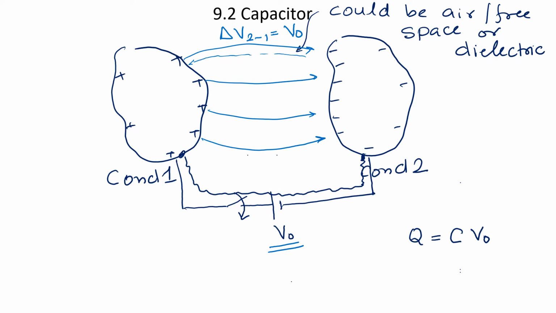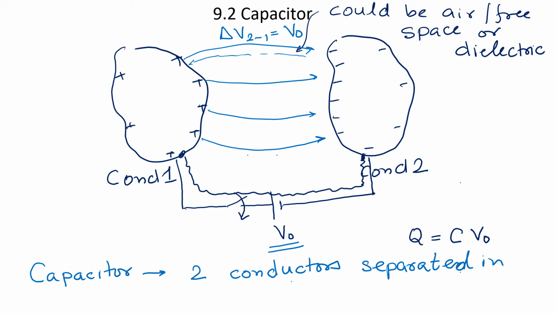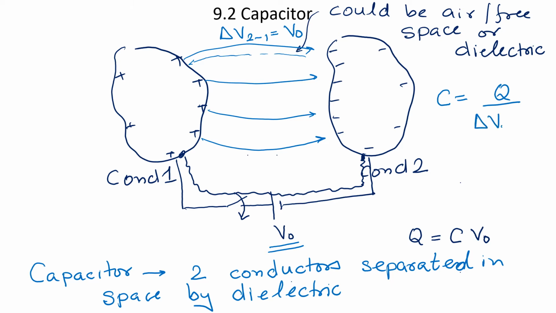This arrangement of two conductors separated in space is a very important arrangement, and this arrangement is called a capacitor. So a capacitor consists of two conductors separated in space by some dielectric. The dielectric could be air too. It doesn't need to be another insulator material, but for most practical purposes, we may have some dielectric in there. This plays a very, very important role. And what would this capacitance be? The capacitance of the system would be Q by delta V 2 to 1.